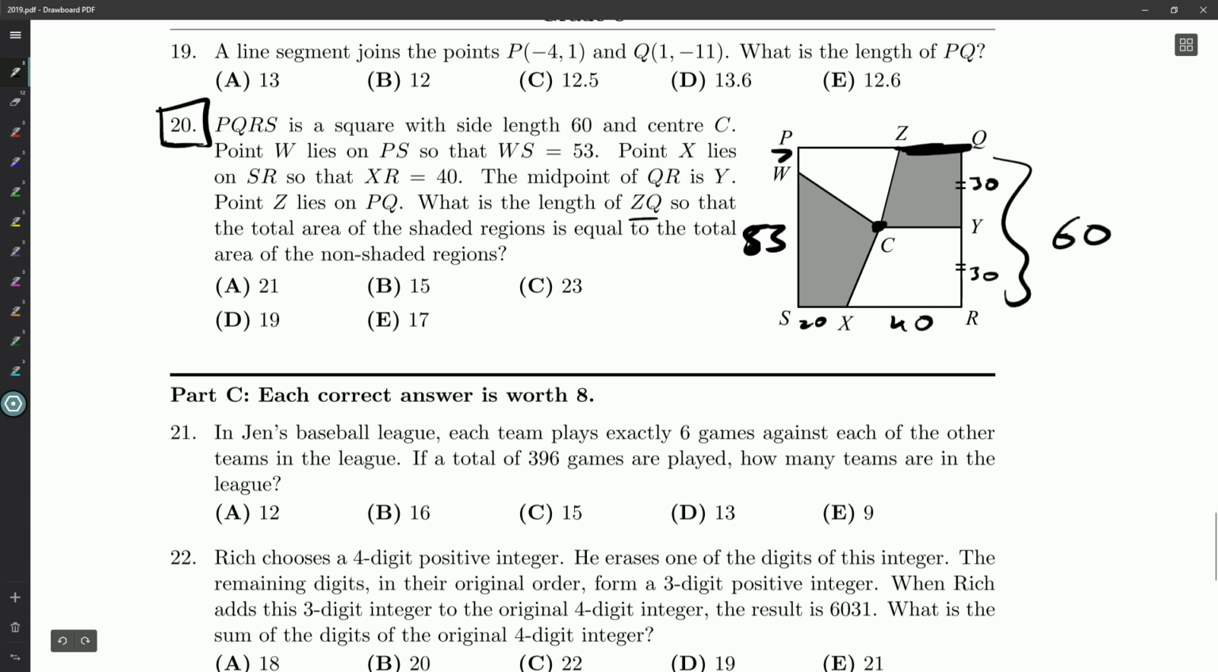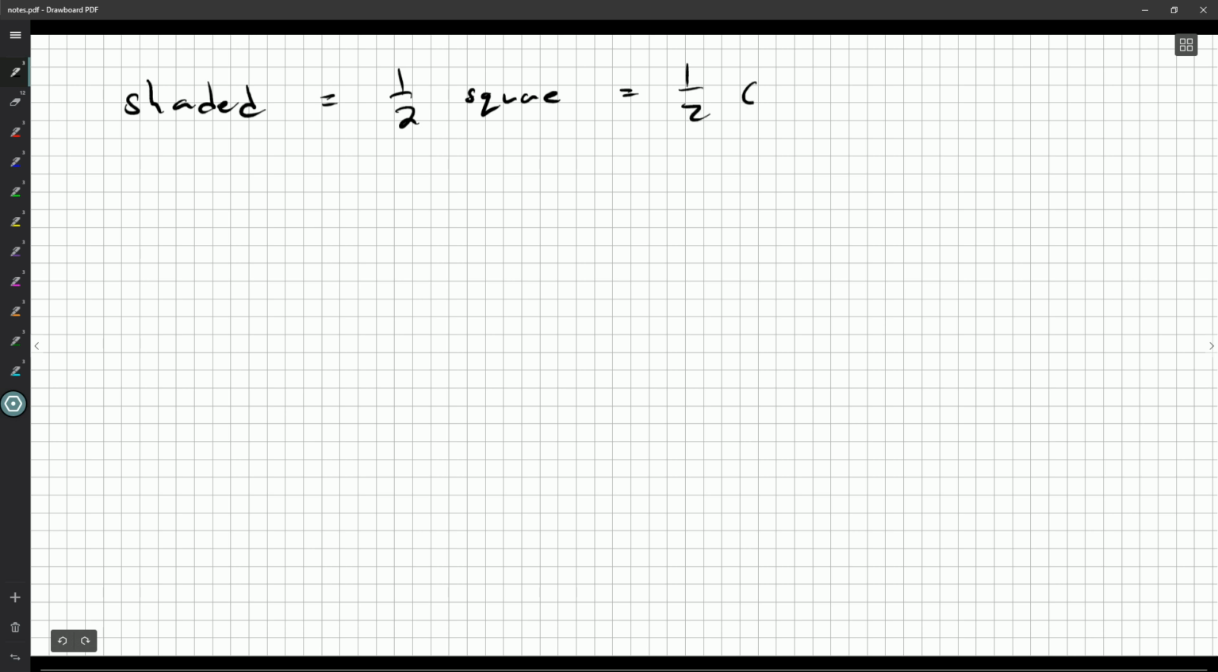Okay, well, if the shaded region plus the non-shaded region is the whole thing, and the shaded region has the same area as the non-shaded, we're just asking to make the shaded area half of the full square. So the shaded needs to be half the area of the square. It's half of 60 squared, so that's half of 3,600, so that's going to be 1,800. So that's what we need here.